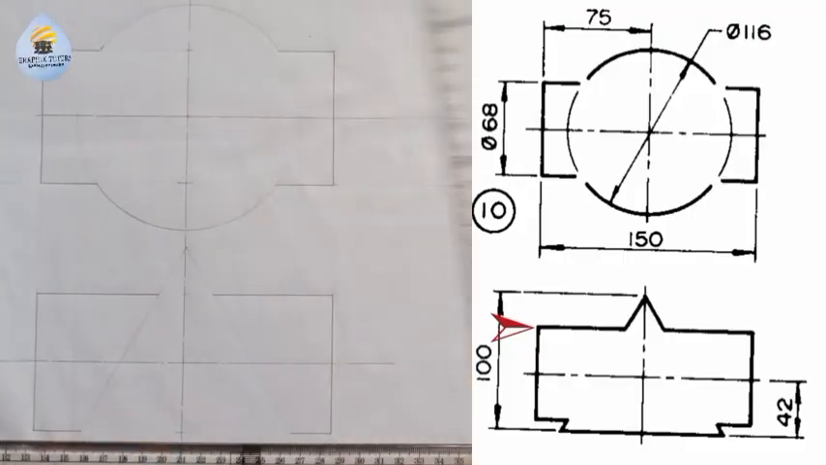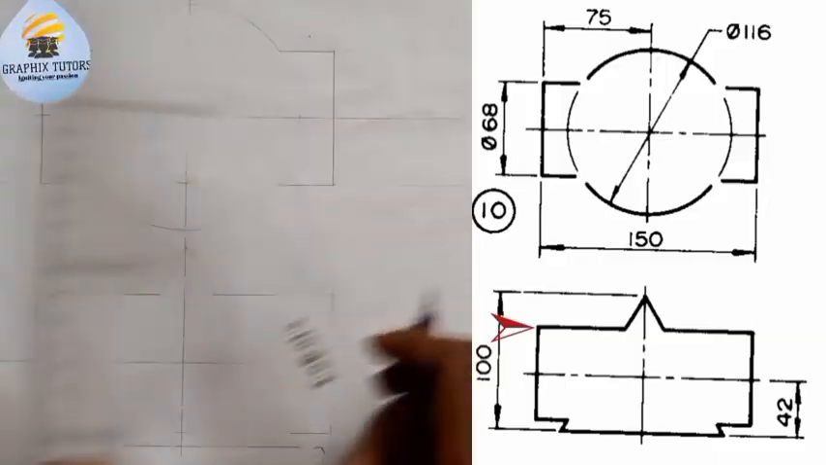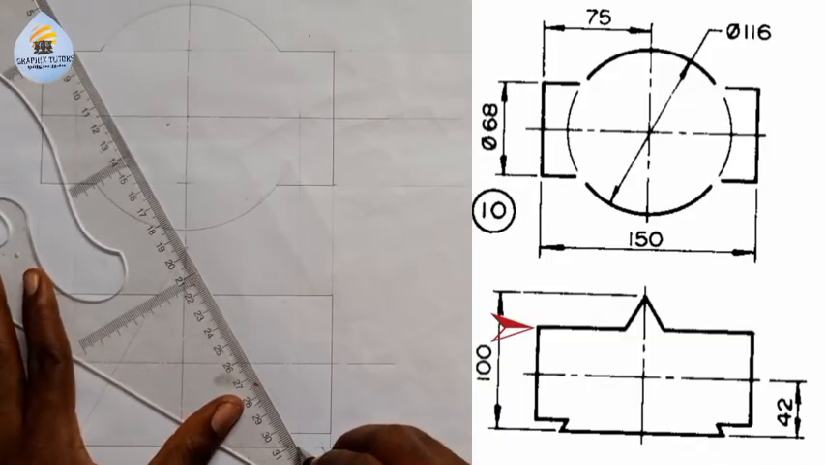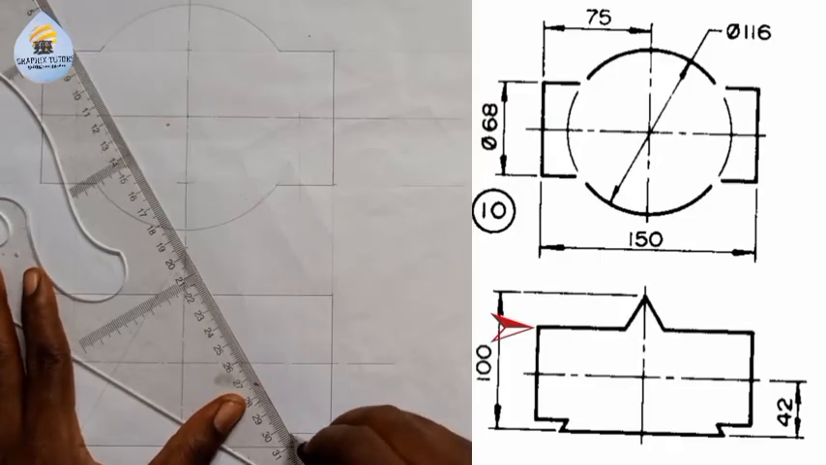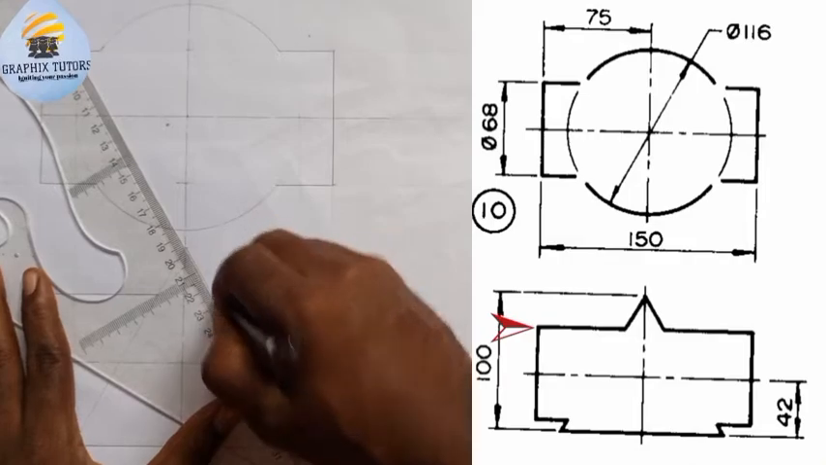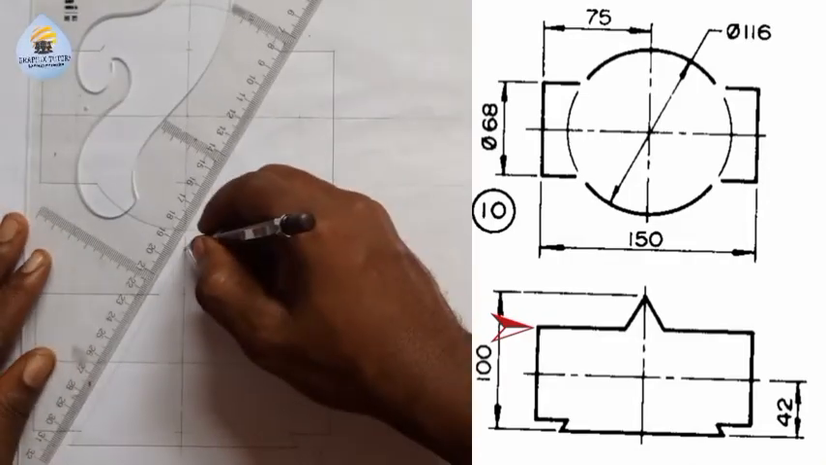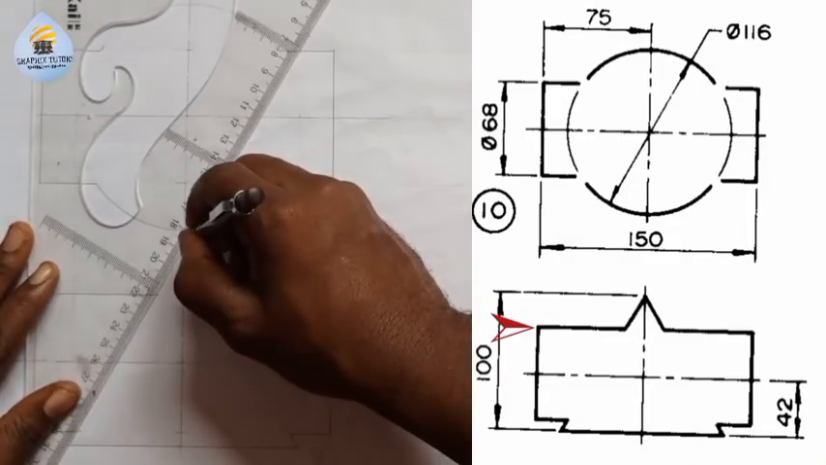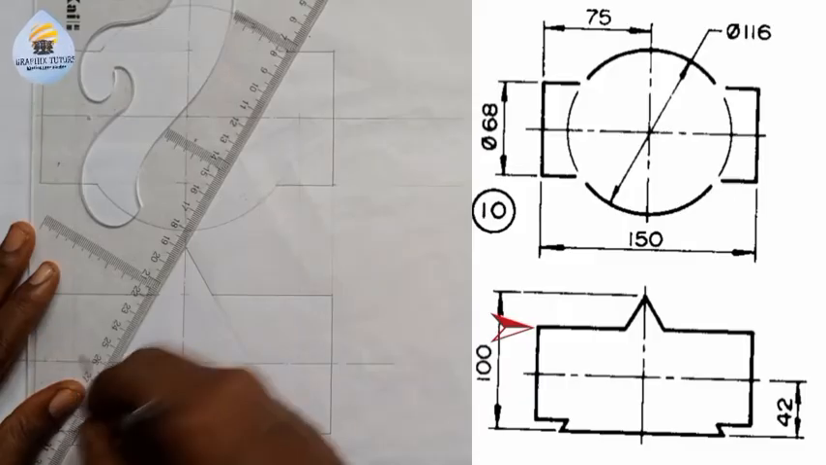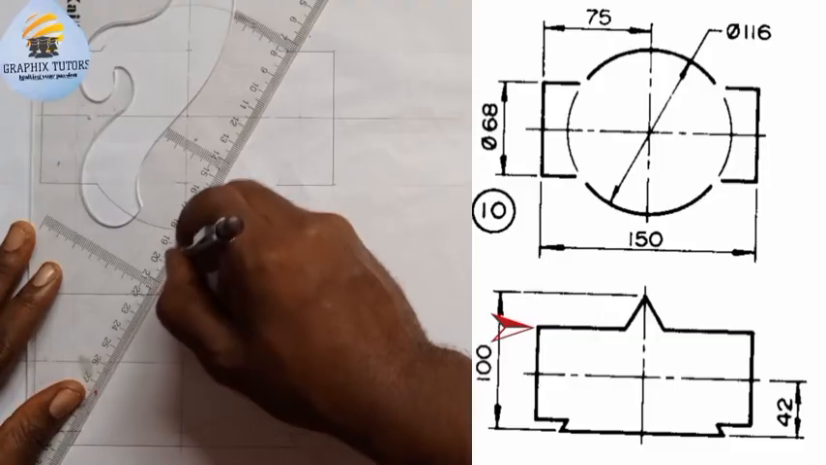You can see that? Now I can now thicken my triangle or the cone. So thicken from here to here. As shown in the diagram, I'm thickening from here to here. Right? I'll come here also. I am going to thicken from here to here. I'll thicken from here to here.